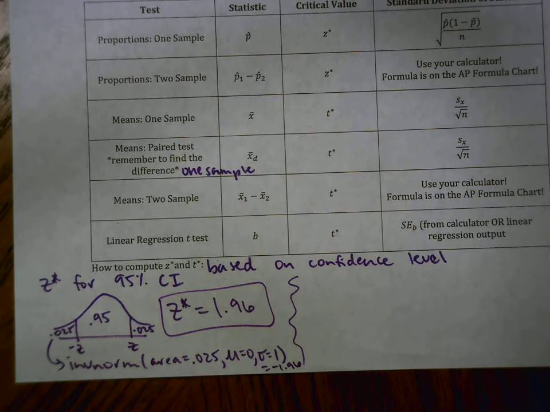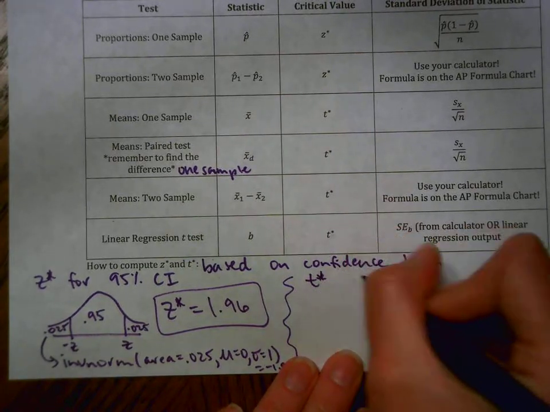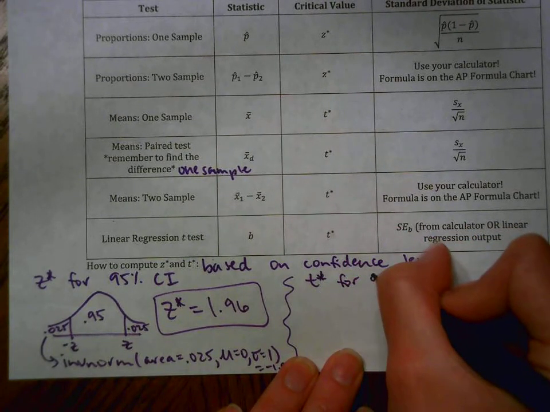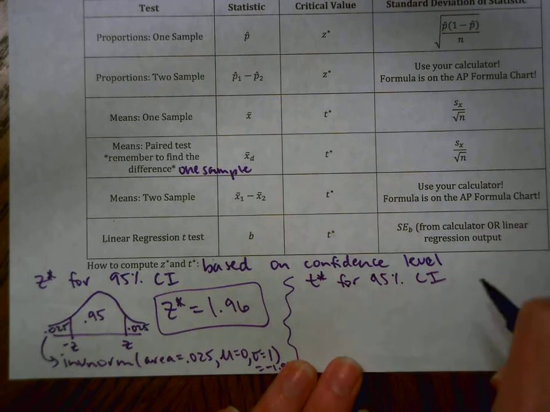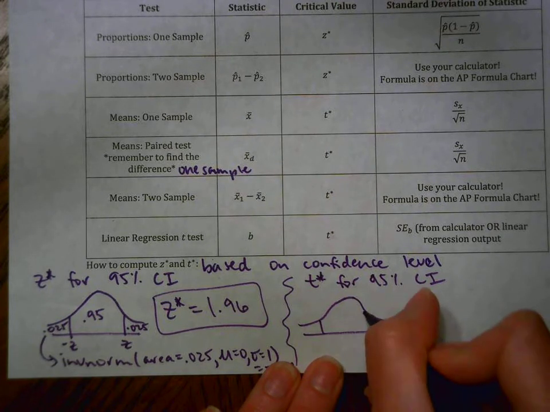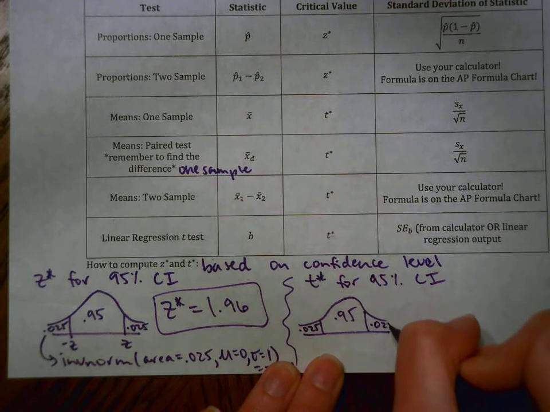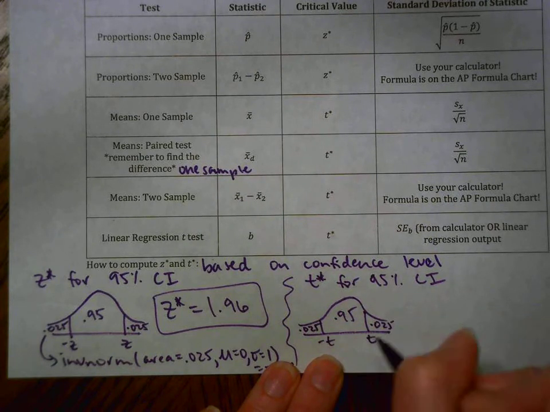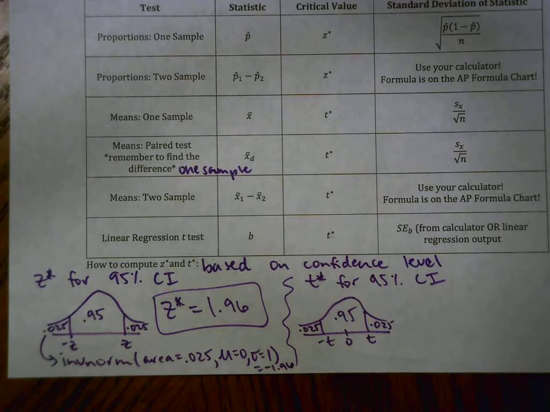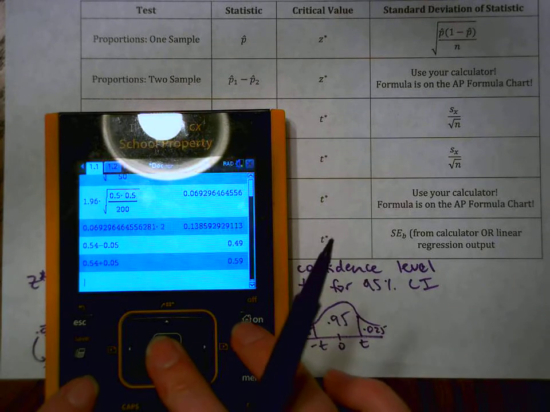If it's T, it's the same idea. Let's just see how these would compare if we do the same thing, but it's T star for a 95% confidence interval. You would still create your distribution and still put the percentage in the middle, so find the area in the tails. This is negative T, this is positive T, because it's still centered at 0, but the standard deviation is not 1 anymore. Oh, you know what, you'd have to have more information for this one. Let me show you.